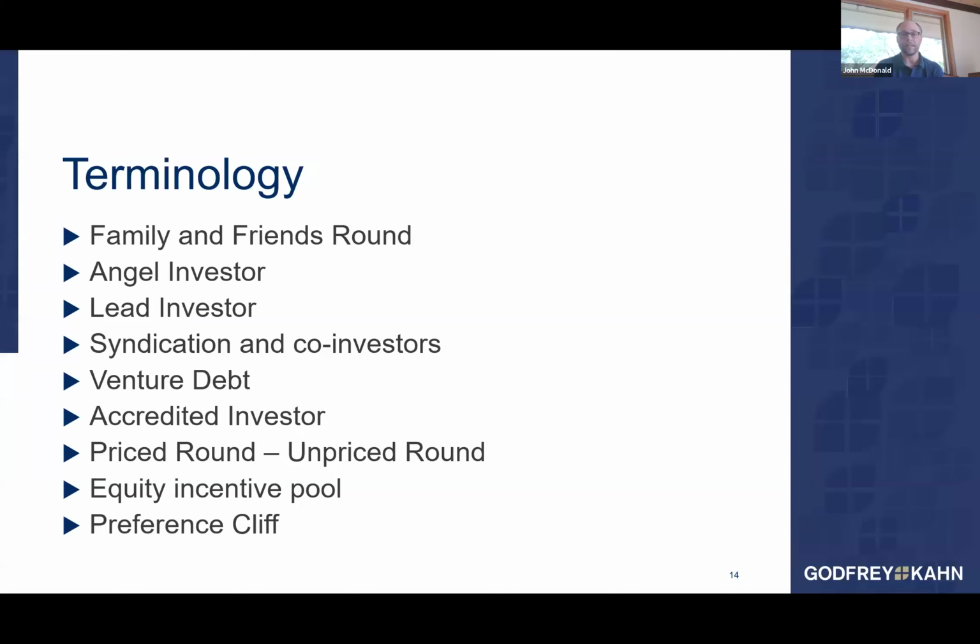Some deals don't have a lead investor. We refer to those as syndicated deals. Sometimes in that case, usually the company actually sets the terms and proposes them to a group of similarly situated investors who would then, as a group, invest in the company, generally on the terms that the company sets, or choose not to invest.